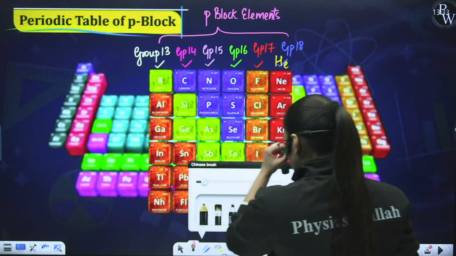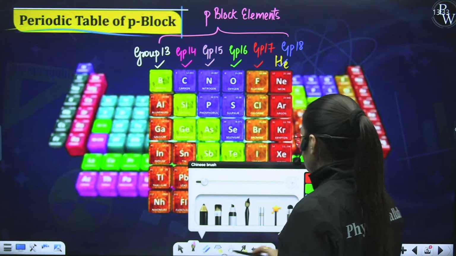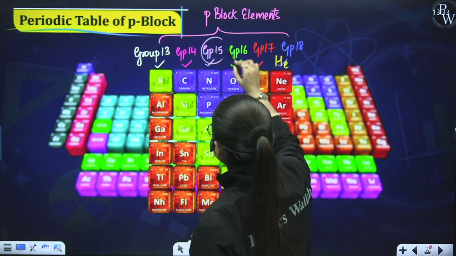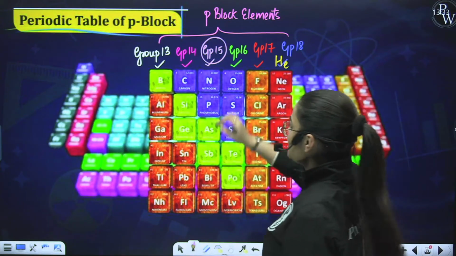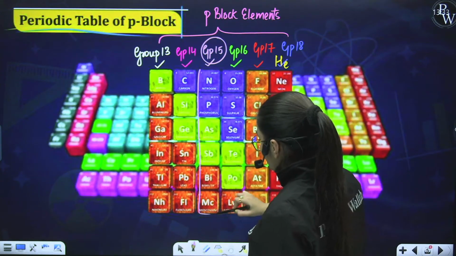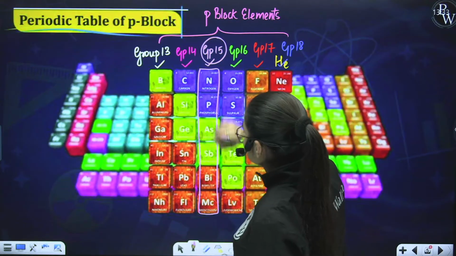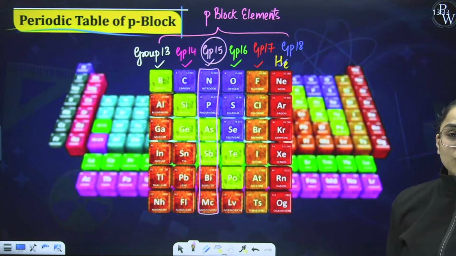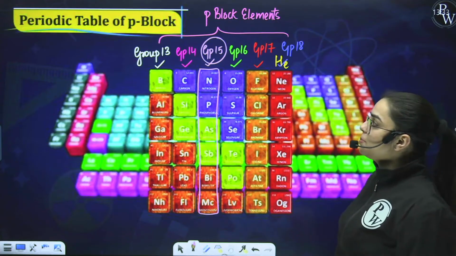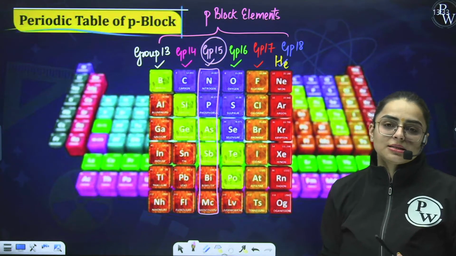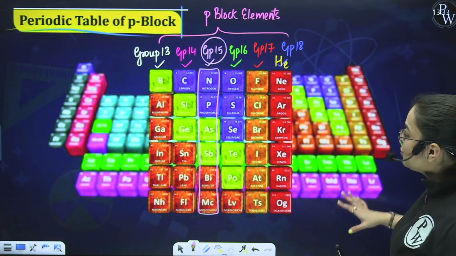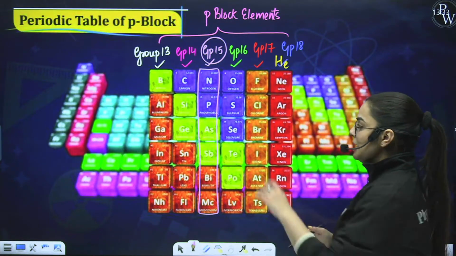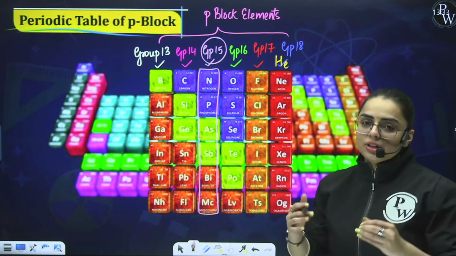And today we shall be covering the group number 15 elements. That means we shall be studying about this one. We shall be studying the characteristics with respect to this group. Is it clear to you? I guess this is now clear to you. This is the periodic table of p block elements. Right, my dear students. Now before moving on to the next concept, I want you all to write the electronic configuration.